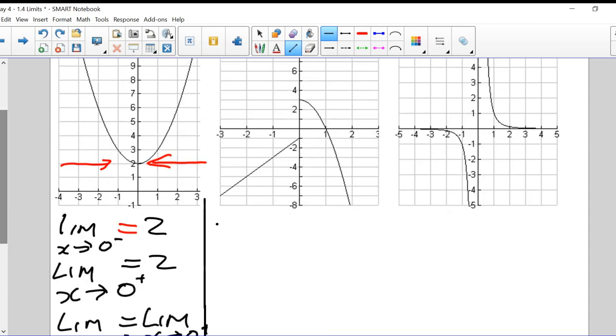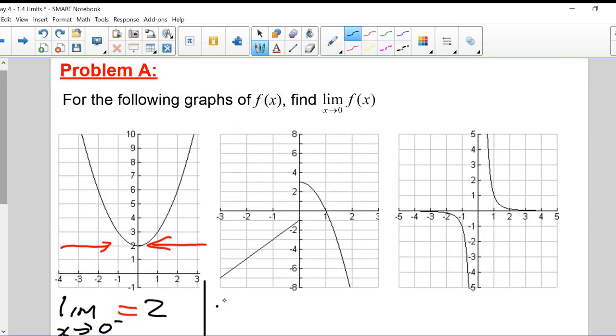Okay. So what is the limit as x approaches 0 from the left? What are you thinking this time? So I'm moving this way now, right? I'm moving towards 0 on the x-axis, from the left.